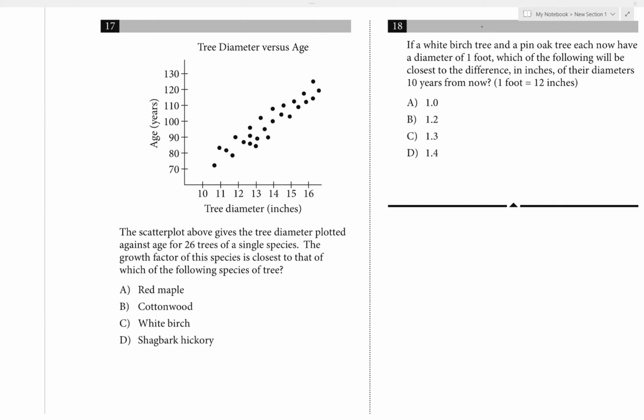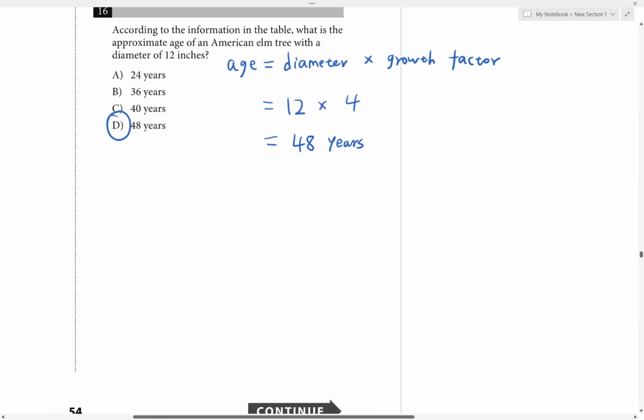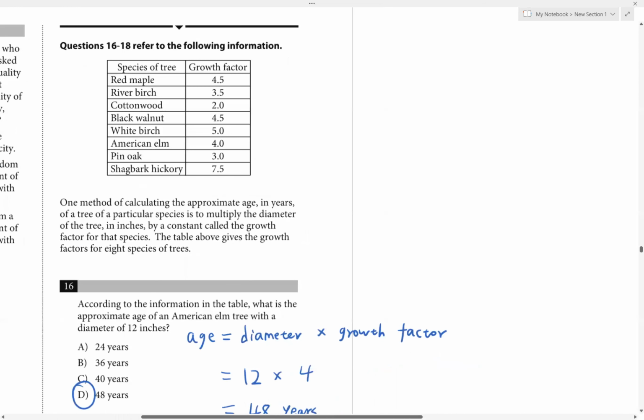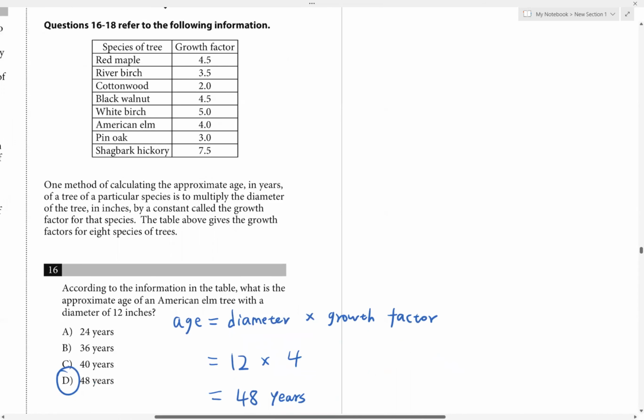Okay, so if we go back up a little bit to the background information up here, we see that according to the definition, I already talked about this also in question 16, that the age of the tree should equal the diameter times the growth factor, right? So based on what it told us here.